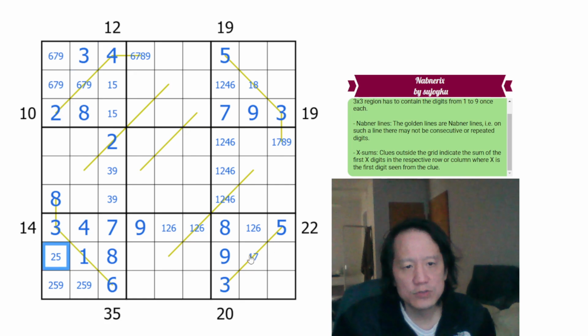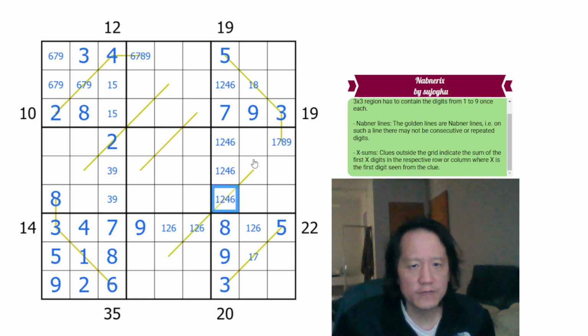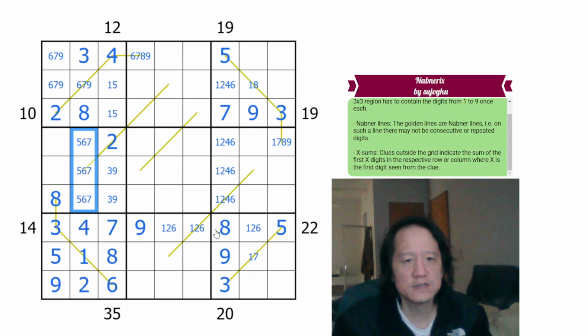This can't be 2, so this must be 5. This can't be 2 or 5, so this must be 9. This can't be 5 or 9, so this must be 2. Okay. Let's see, what else are we looking for? What are these? This cannot contain 1, 2, 3, 4, or 8. So this is 5, 6, 7, or 9.